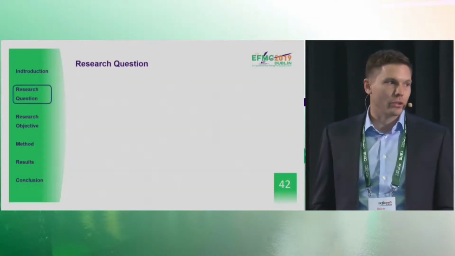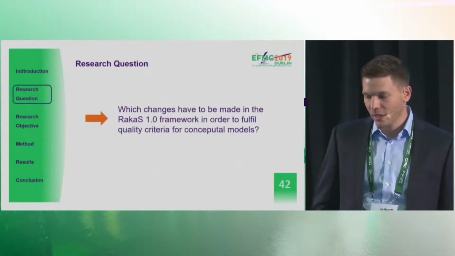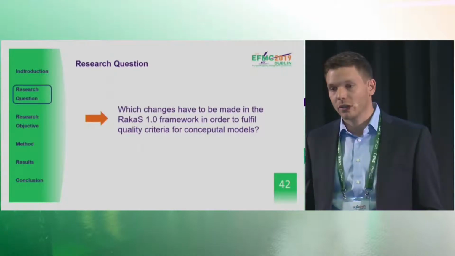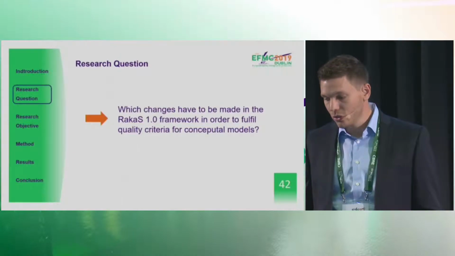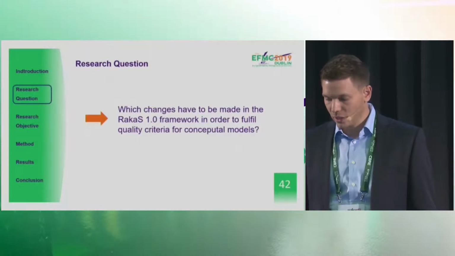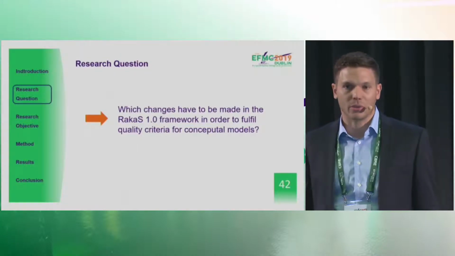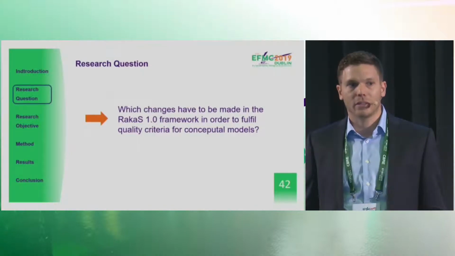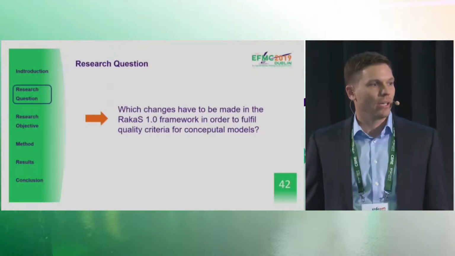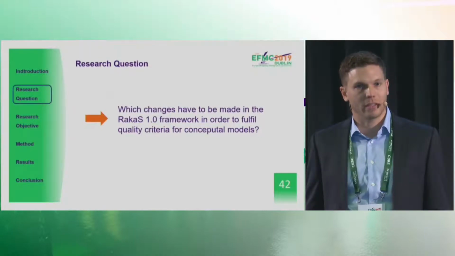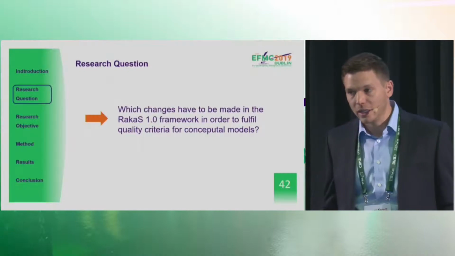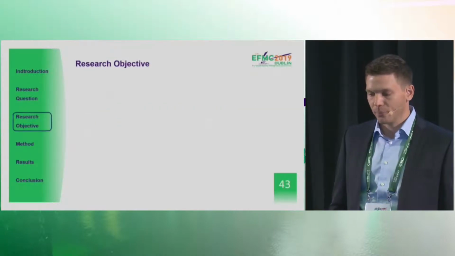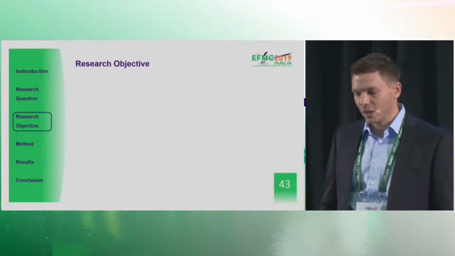Okay, so the research question is basically a very simple one. We asked which changes have to be made in the RakaS 1.0 version in order to fulfill quality criteria for conceptual models. So the main goal was that this standard or this categorization is going to be accepted by the organizations. So it needs to be a lean and clear structure. So that was the main goal. That is connected with the objective.